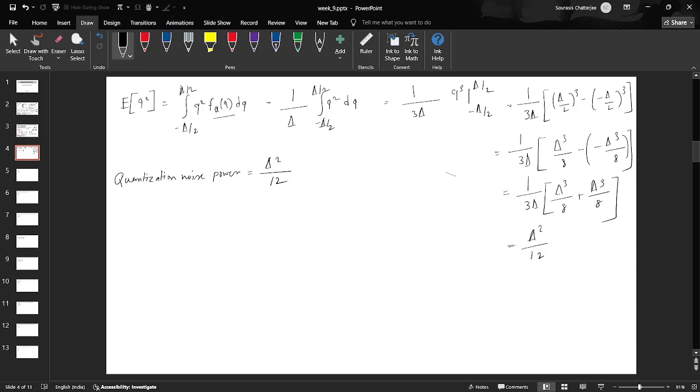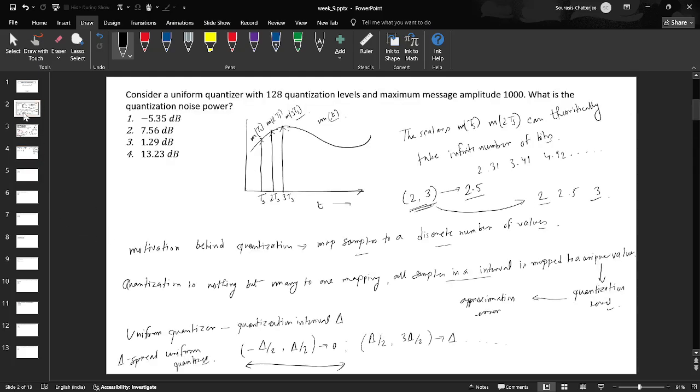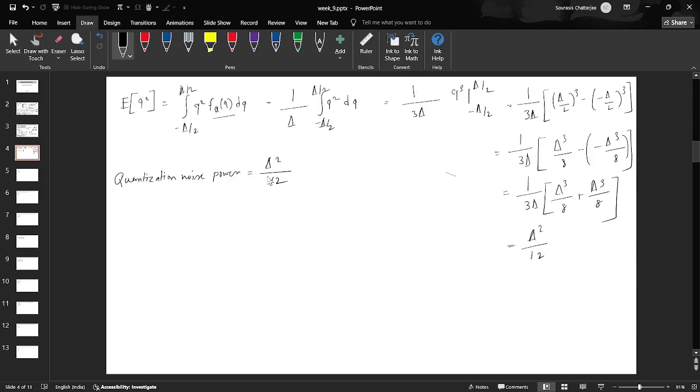But you don't know the delta here. So what are the values given in the question? You are given how many quantization levels your quantizer uses, that is 128, and it's also given what is your maximum message amplitude, but the value of delta is not given. That you have to find yourself. So we next will do that. We have talked about a function of this delta. Delta is actually a function of both message amplitude and the quantization level, or to be explicit, it is a function of dynamic range. So let us look at that, what it is.